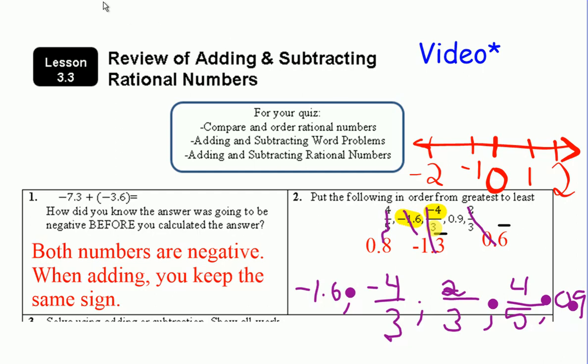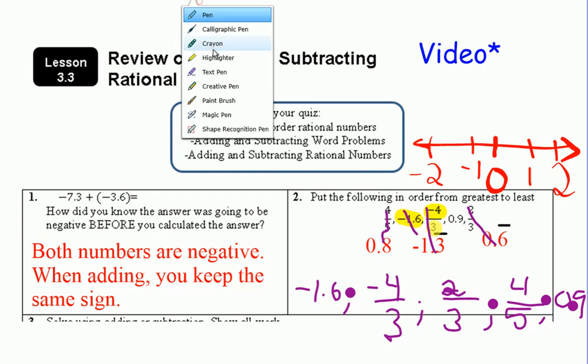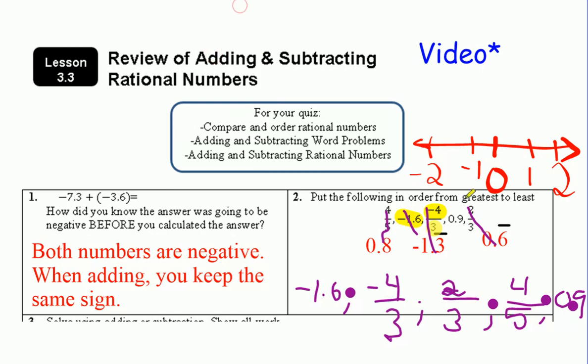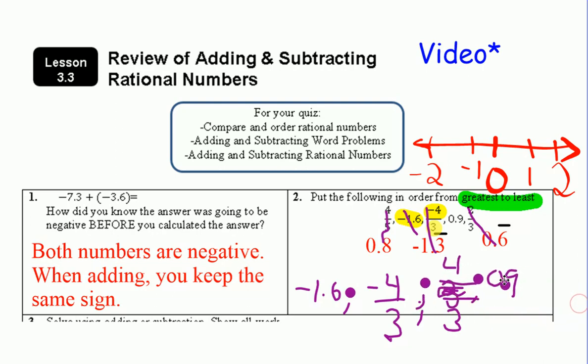No, I read it wrong. You've been reading it wrong with me. It actually says from greatest to least. Oh man. Alright, well that just means that this is backwards. So 9/10 would be the greatest, then 4/5, then 2/3, then -4/3, and then -1 6/10. Sorry guys, you might have to erase that and rewrite it backwards. Or just write greatest up here and least over here, so at least I know what you're doing. Sorry, I should have read the directions more carefully.